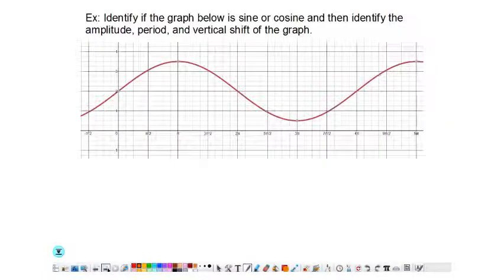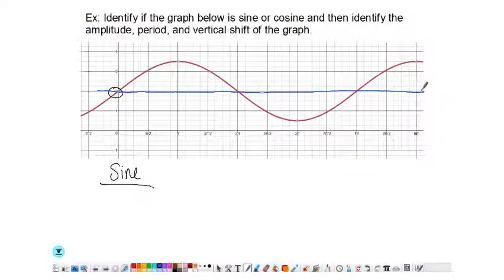Okay, so here's our last example before you're going to go and do your OU questions by yourselves. Same questions as last time. To identify if it's sine or cosine, you look for what's happening on the y-axis. On the y-axis, we are hitting at a middle point, which tells us that it is a sine graph. So we're going to draw our midline across the graph. That's our midline, which will give us our vertical shift. Our vertical shift is up at 2, so we'll say it's positive 2.